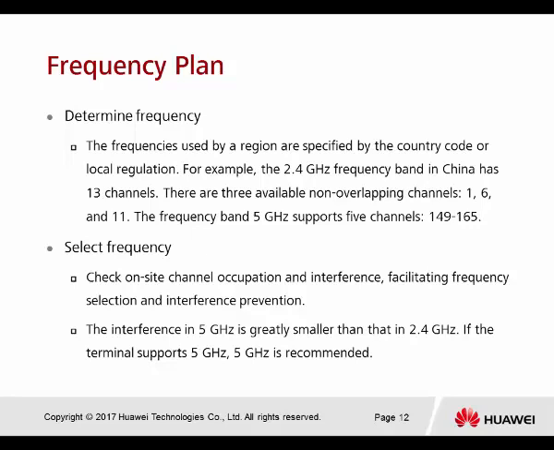So check on-site channel occupation and interference, facilitating frequency selection and interference prevention. After we do a site survey, try to calculate the channels used by the surroundings. Total up all the SSIDs and the channels, and try to use the least used channel as your channel. The interference in 5 GHz is greatly smaller than 2.4. If the terminal supports 5 GHz, then 5 GHz is always recommended.